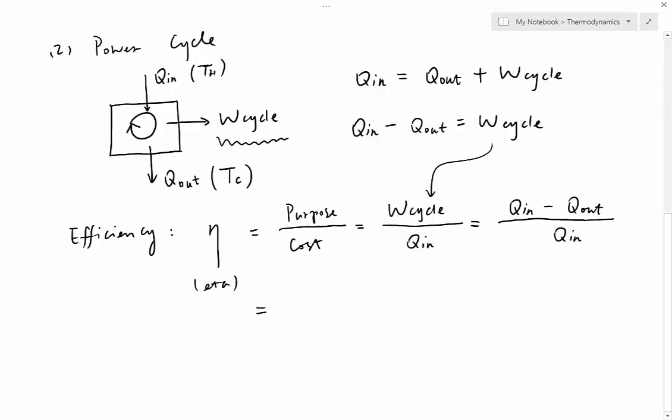So my solution is 1 minus Q out over Q in. Both of the two Q's are positive, so the second term on the right-hand side is positive. 1 minus something positive, that must be less than 1. So our efficiency will always be less than 100%.